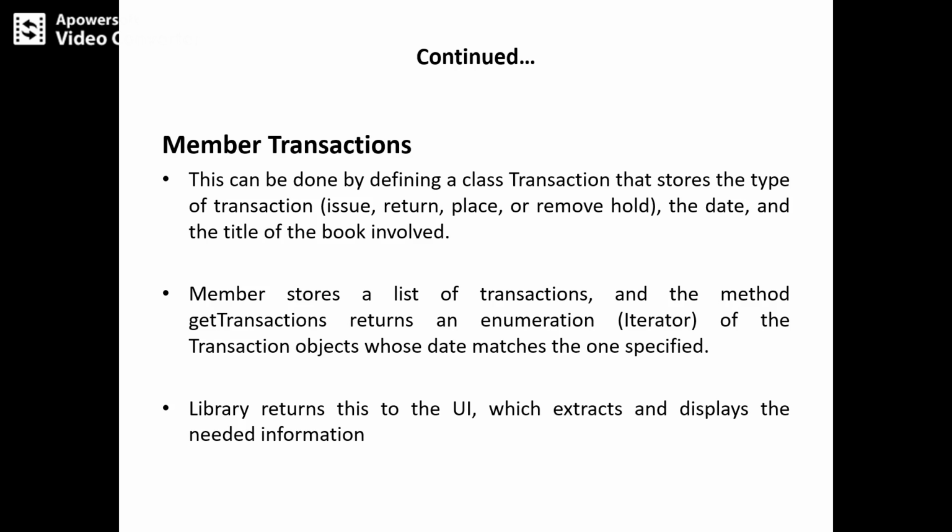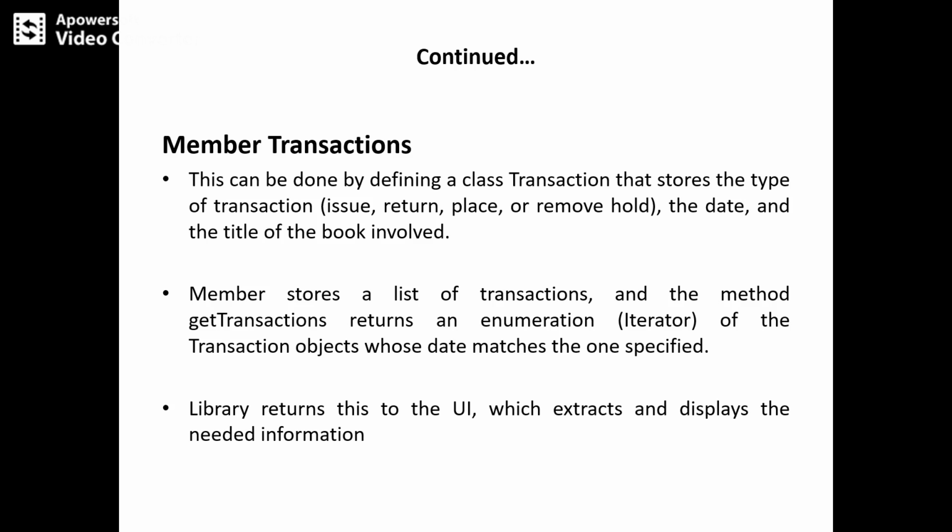So here, for member transaction, we need to define a class Transaction. That is the major thing here, which always stores the type of the transaction. I told you it is issue, return, place, remove, or whatever is related to the books, which will be stored in the member transaction classes. Actually the date and the title of the book are stored, which is very important, from date to date, or 1 day transaction, or 1 week, or 15 days.